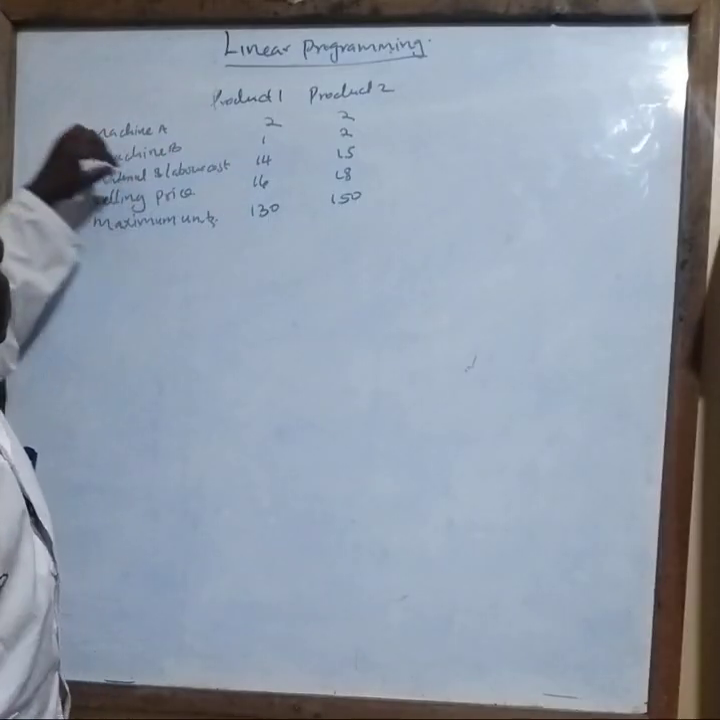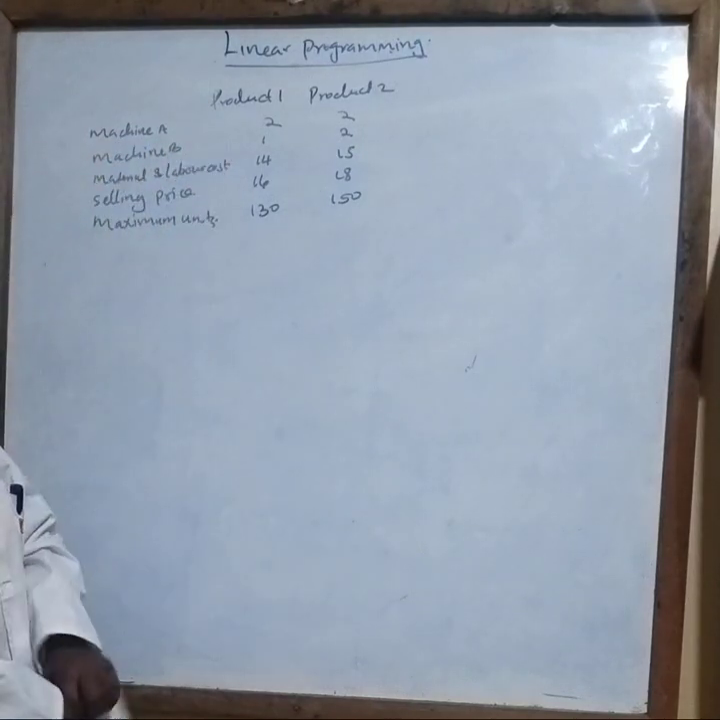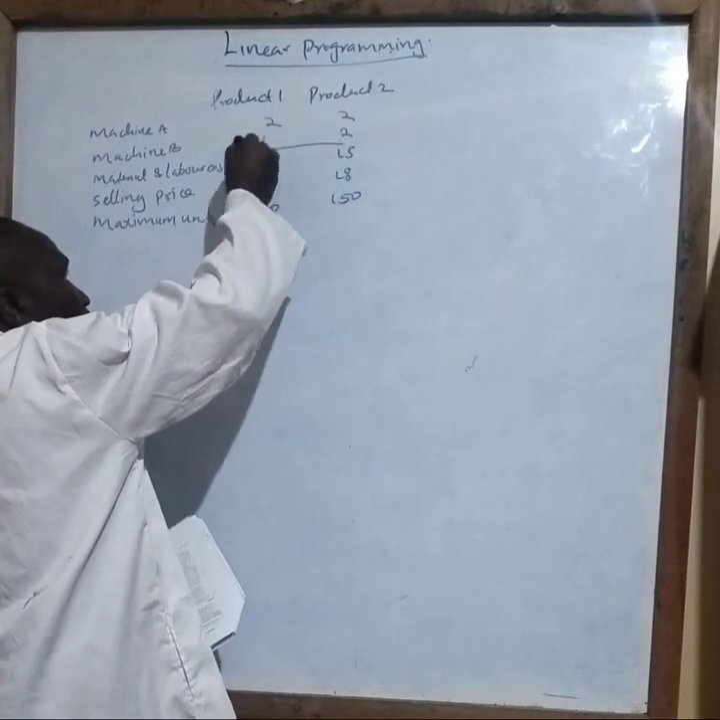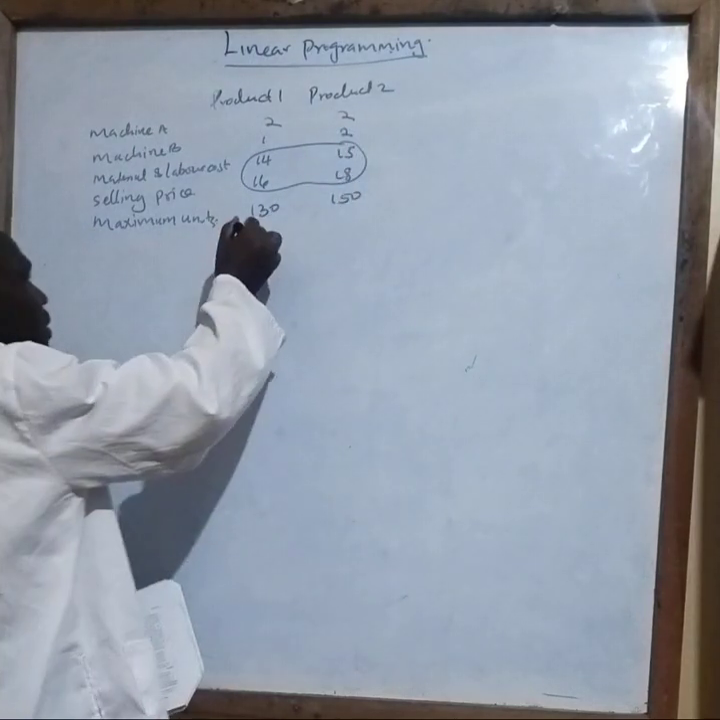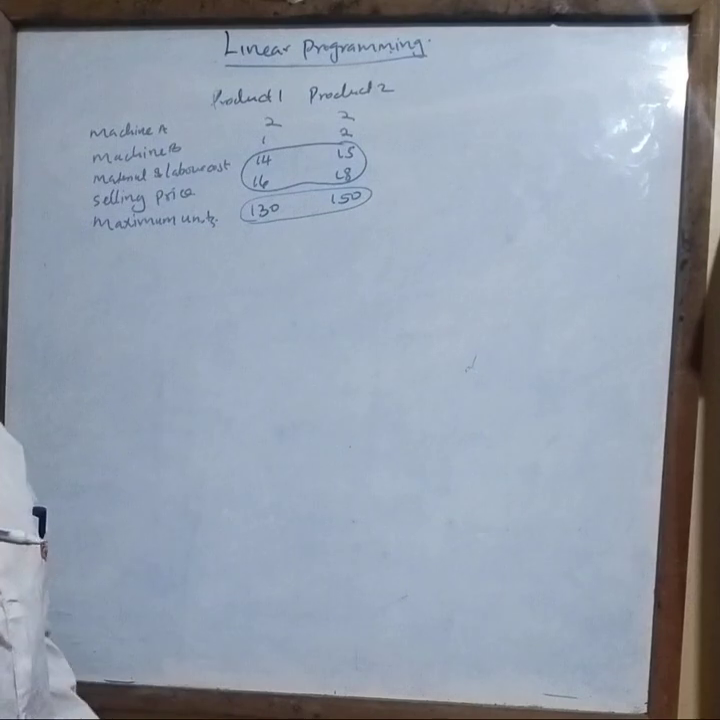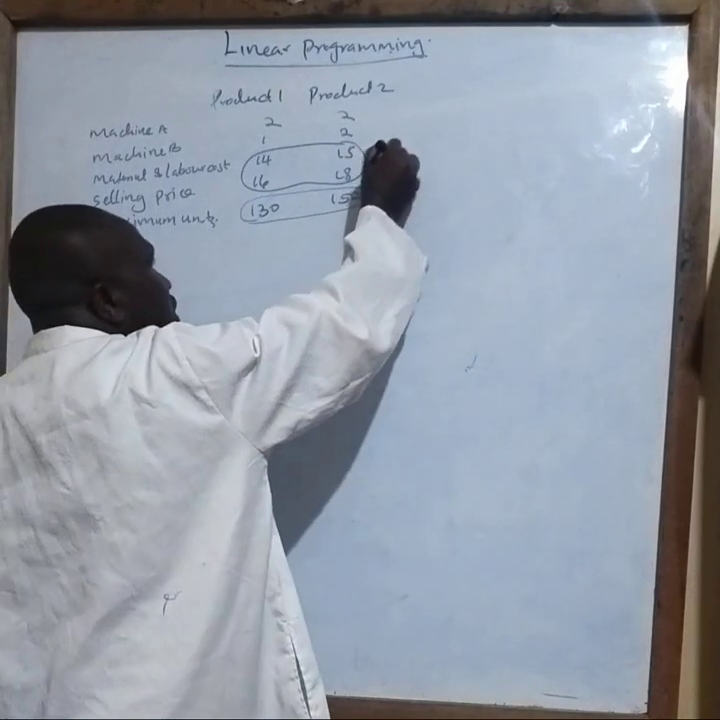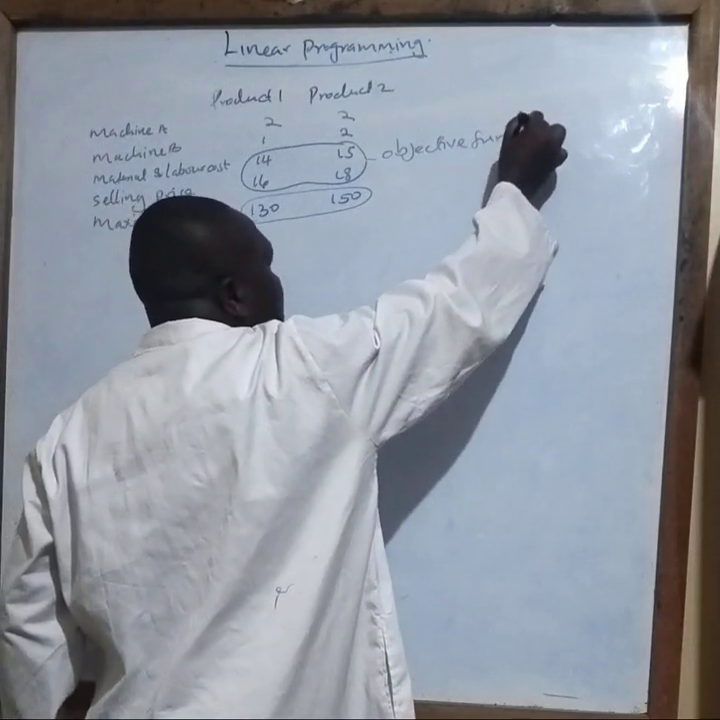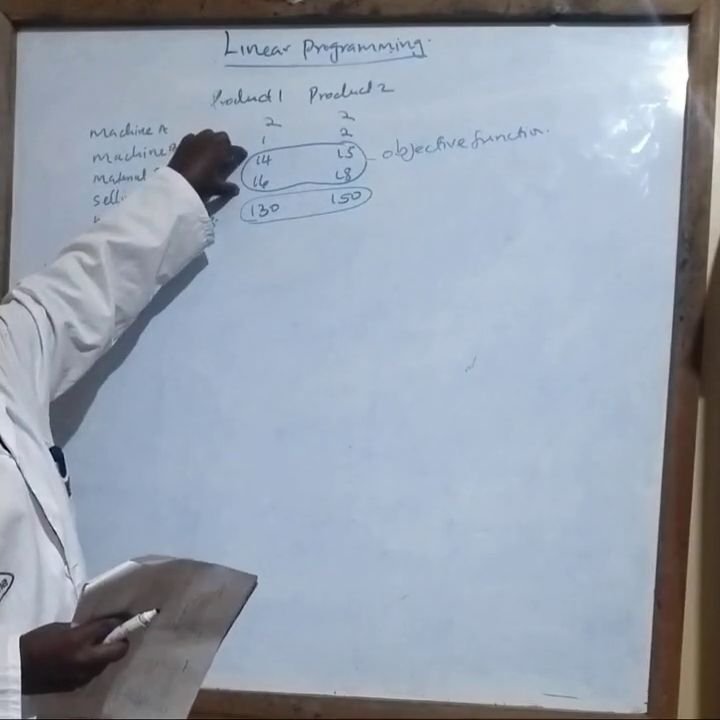Now, when you look at it carefully also, we have material and labor cost, and we have also the selling price here. The reason why you have been given these 2 is to calculate what we call contribution margin. And this last one here tells you the maximum number of units you can produce. Therefore, these 2 will give you what we call the objective function. And the objective function here is to maximize contribution margin.